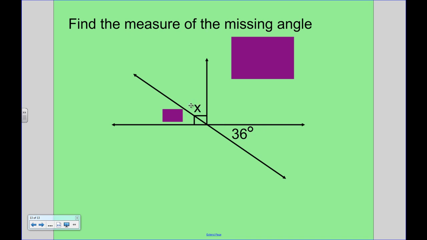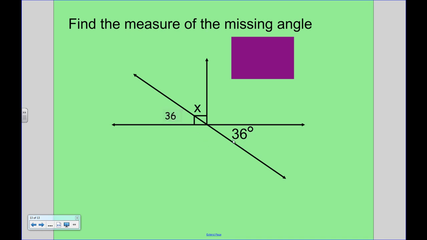Well, I know in order for me to figure out what X is, I definitely need to figure out this angle right beside it, because I know the two angles have to be 90 degrees. Well, as I look at my picture, I see this 36 degrees, and I know this 36 degrees is across from this angle here, which means they're vertical angles. If they're vertical angles, they are the same measurement. So if this is 36 degrees, that means this angle here is also 36 degrees.